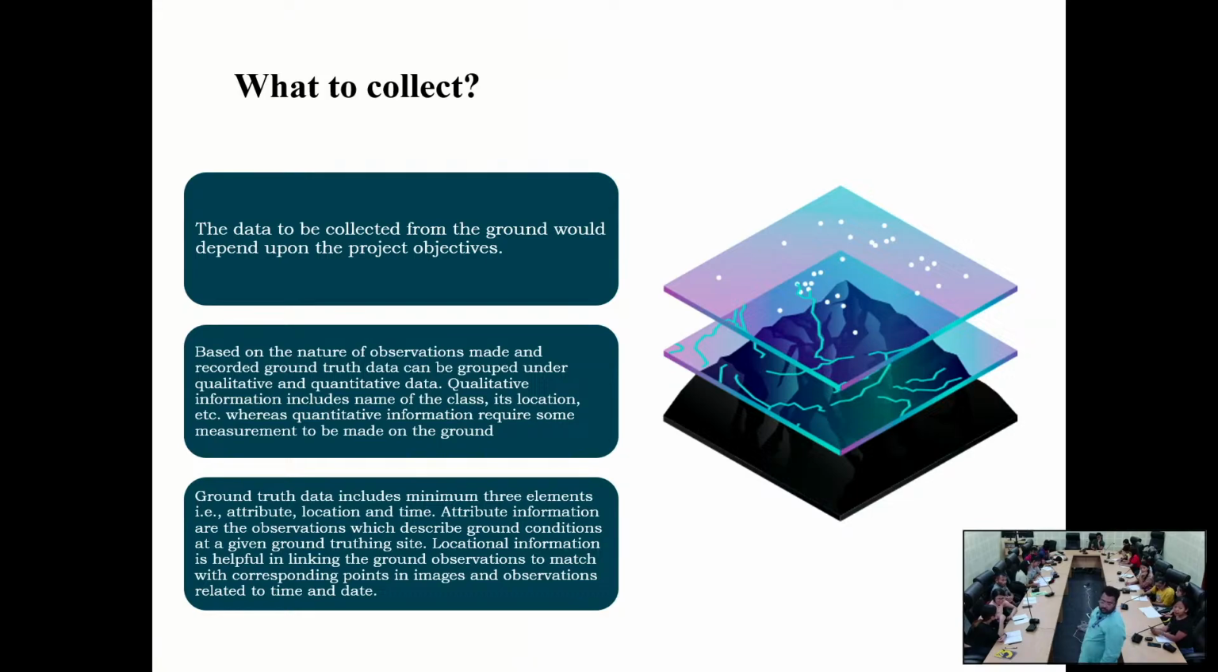Okay, we'll move. Ground truth data includes a minimum of 3 elements: attribute, location and time. Attribute information is the observation which describes ground condition at a given ground truthing site. Location information is helpful in linking the ground observation to match with a corresponding point in the image, and observation related to time and date.